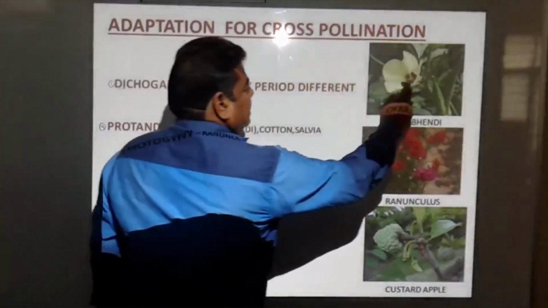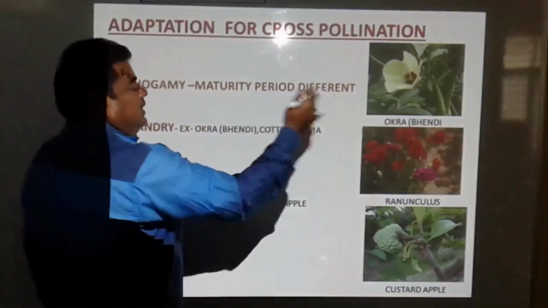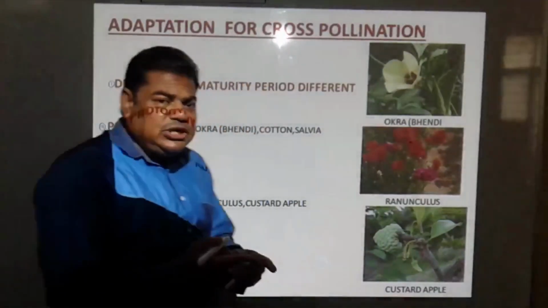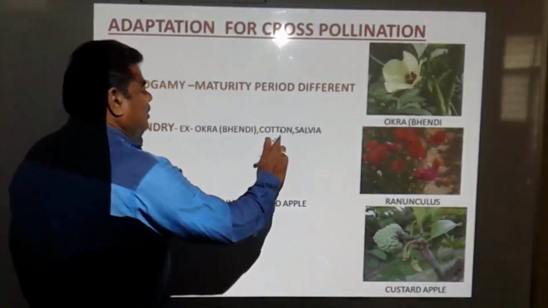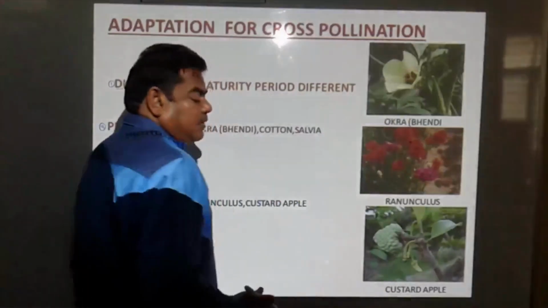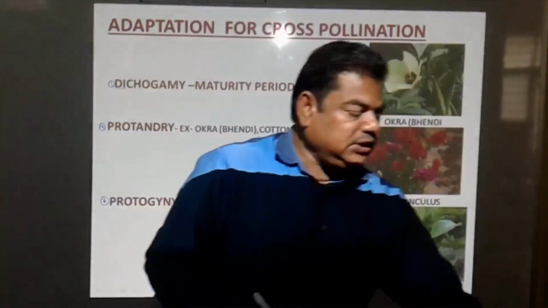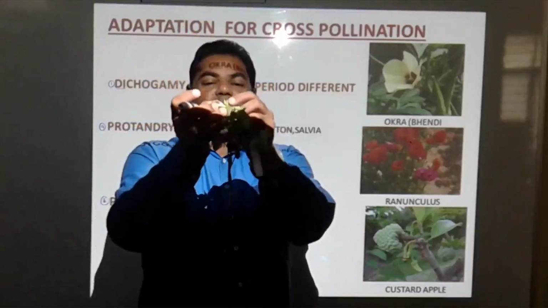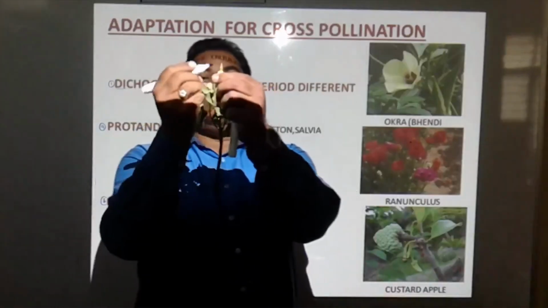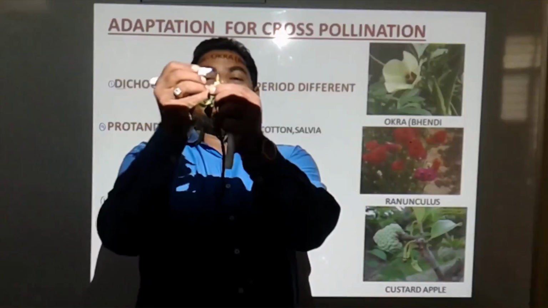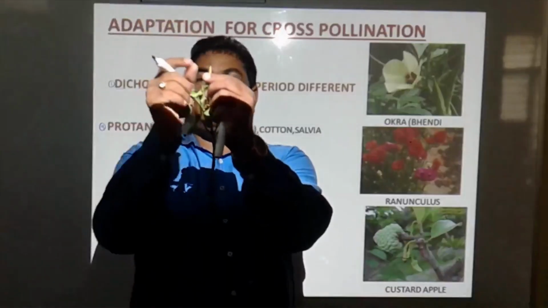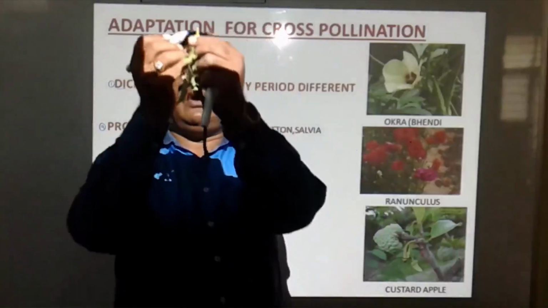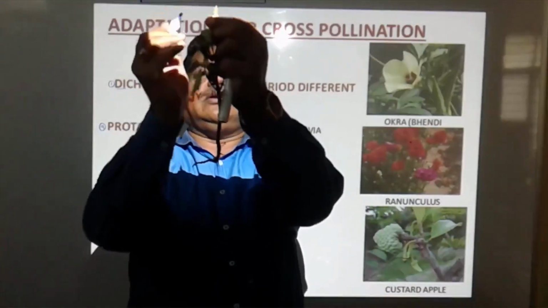One we call okra, that is bhendi. This flower is a member of Malvaceae, and in this flower androecium and gynoecium both are present. The second example is cotton. Bhendi flower and cotton flower are somewhat the same. This one is a cotton plant, and this is a flower. These are all the petals, and if you open the petals of this flower, we will see many stamens. Their filaments bind with each other and form one filamentous tube like this. These are all the androecium, and this one is the gynoecium.